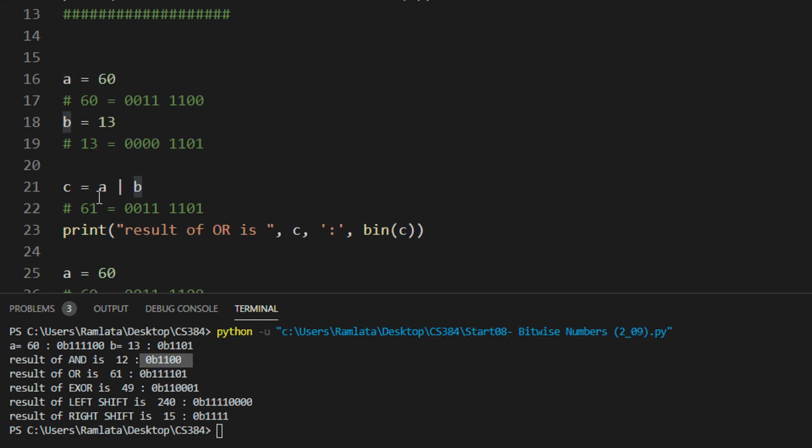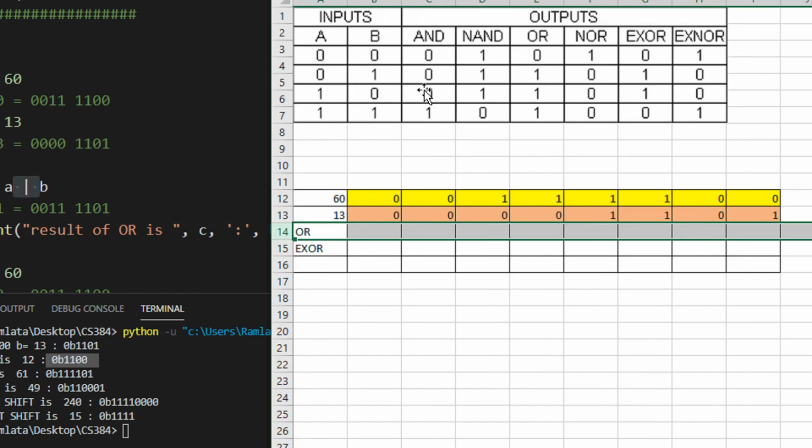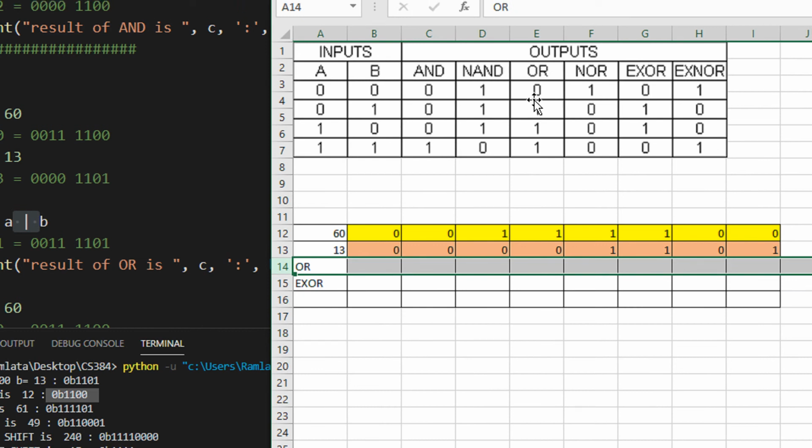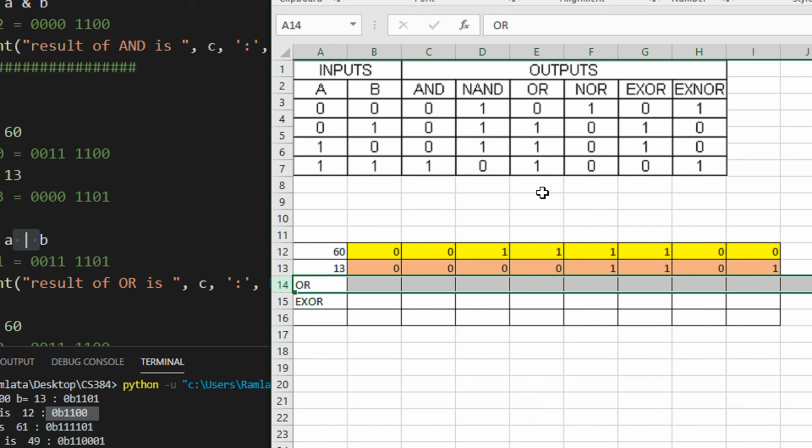Next we have OR. For OR, we have this pipe symbol. Let us see what happens in OR. OR gives 0 only if both are 0, and if any one input is 1, the output is 1. 0 1 is 1, 1 0 is 1, 1 1 again is 1. So for OR, even if we have a single 1, we directly write the output as 1. Both are 0 is 0. At least one 1 gives 1, and so on, with 0 and then 1 at the end.